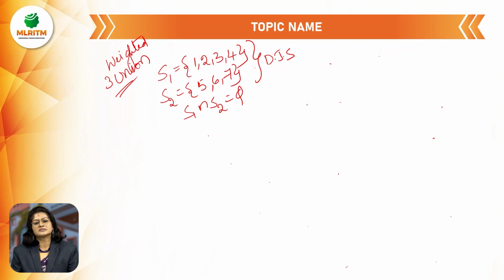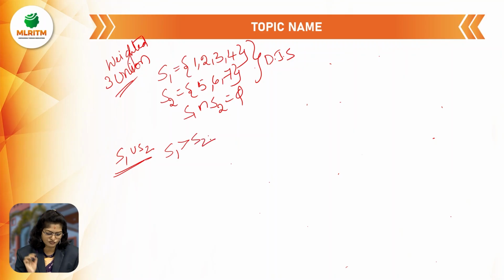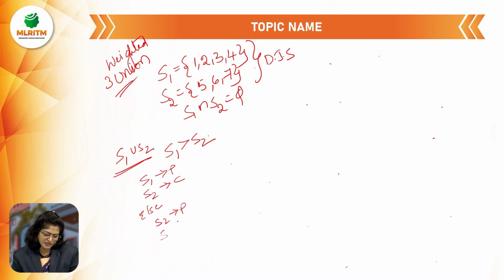So the concept for S1 union S2 is: if the number of elements in S1 is greater than in S2, then S1 will become the parent and S2 will become the child. Clear? Else, S2 will become the parent and S1 will become the child. This is the process, and by this process we continue to the next step.